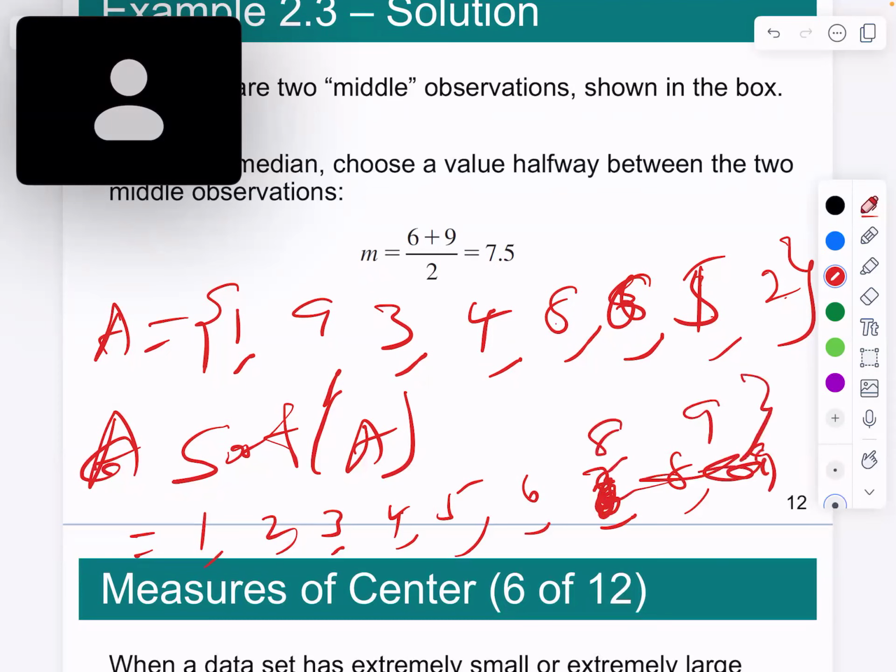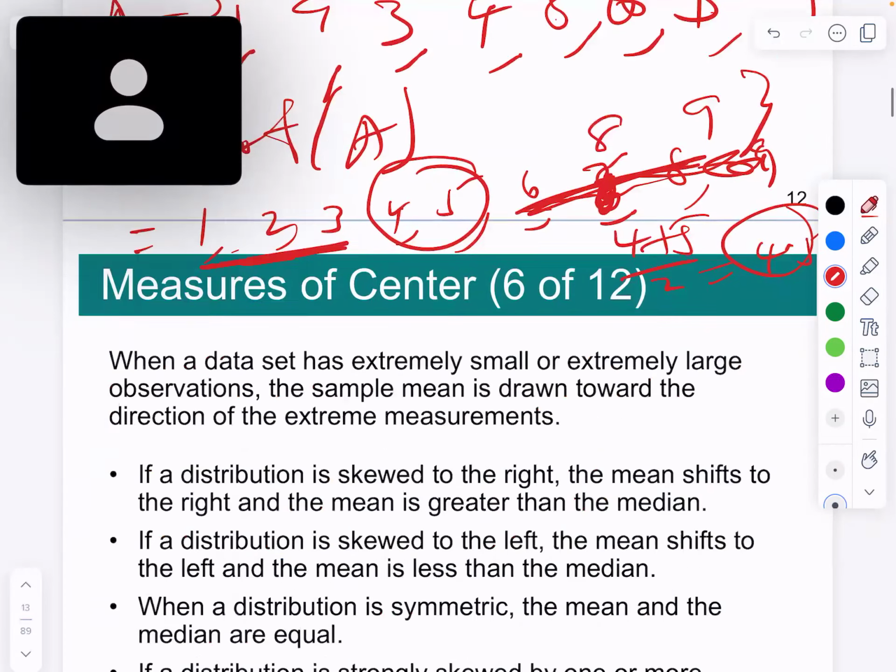So 8 numbers. Now, 8 numbers are even. You have to come to the 2 in the middle. So here you have 3 here, 3 here. So you have to add up 4 plus 9 and divide it by 2 to get 4.5. That is the median. Okay.